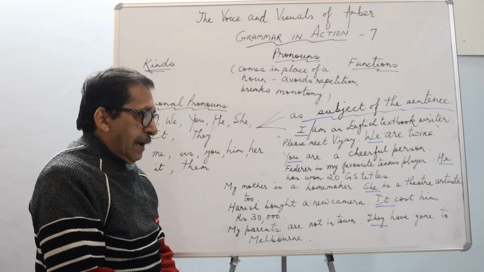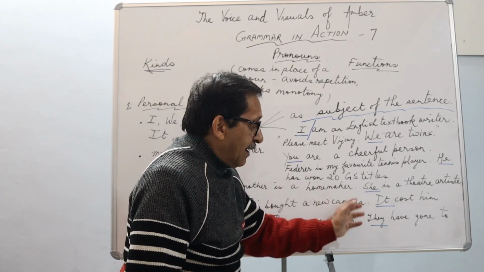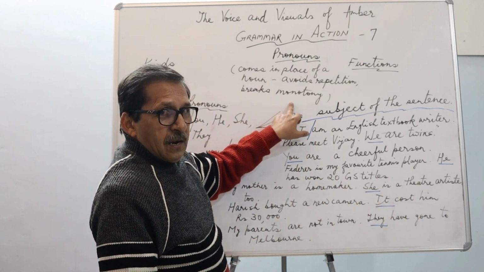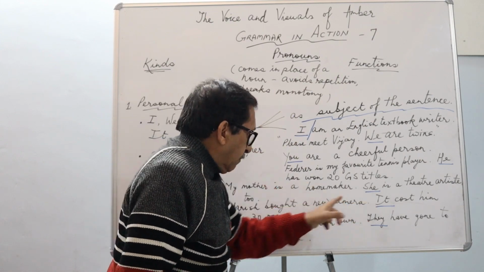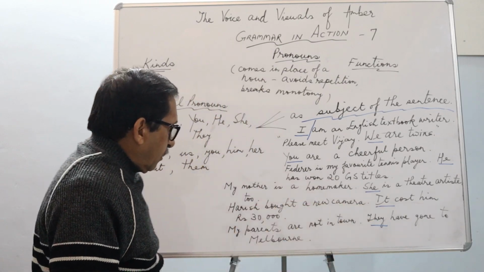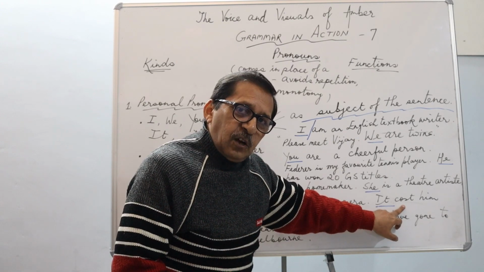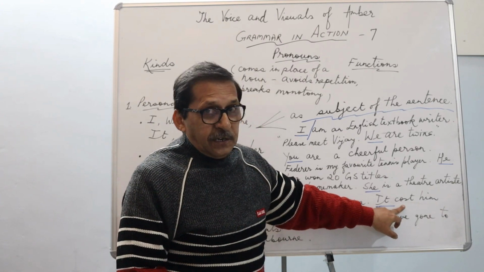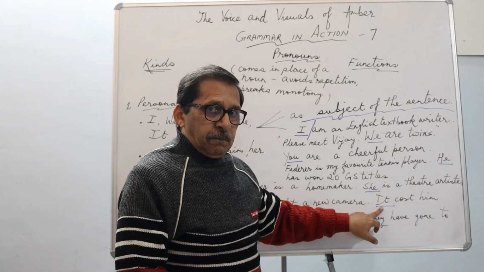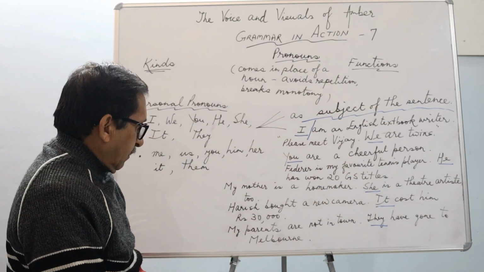Harish bought a new camera. And now I want to refer to the camera. So instead of saying "the camera cost him," that will be a repetition, boring and monotonous. So I replace the naming word or the noun camera with it. So it cost him rupees 30,000. The verb is cost. So what cost him 30,000 rupees? It. So it is the personal pronoun in the third person, acting as the subject of the sentence.